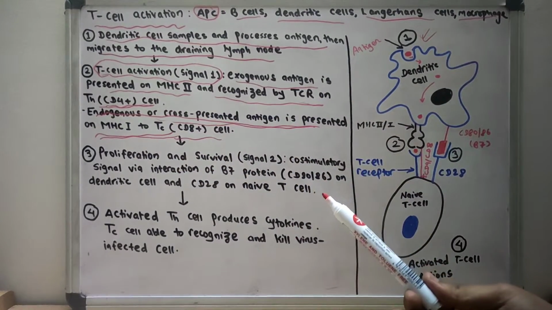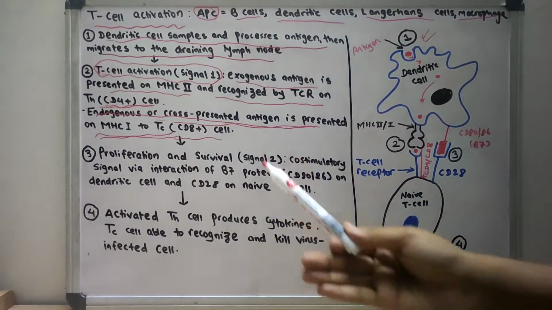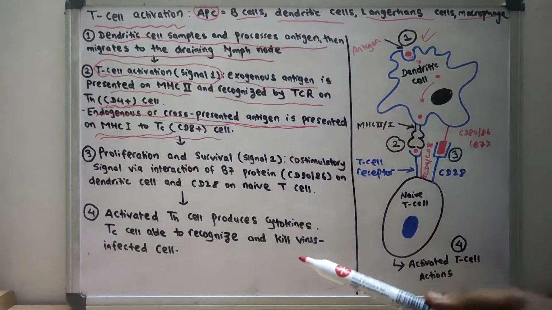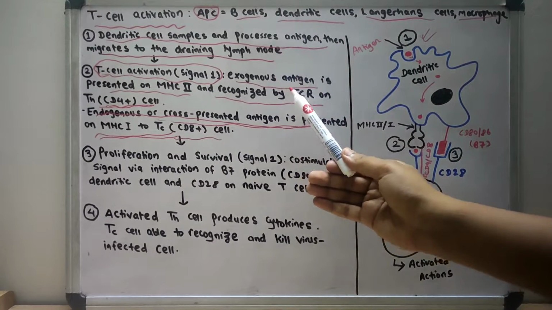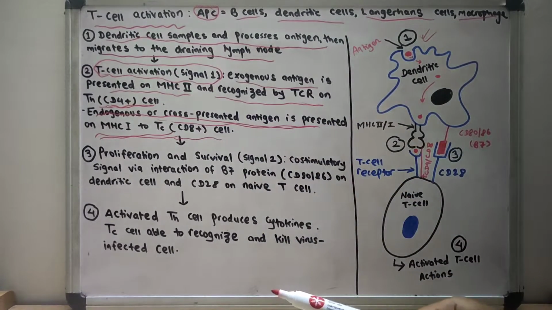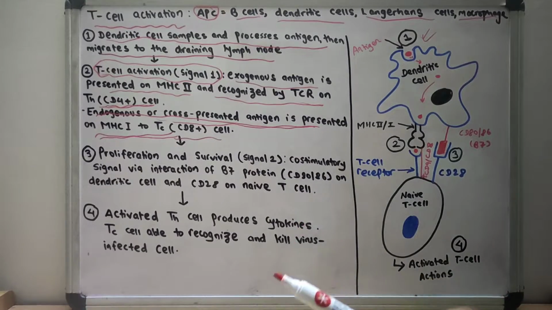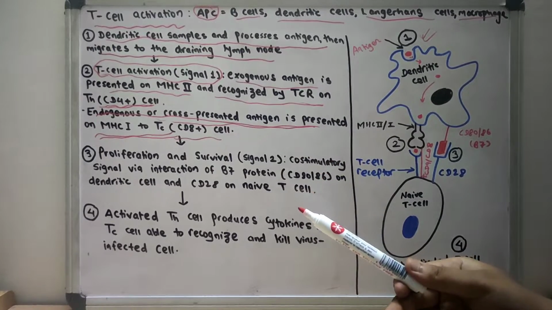I have previously described that the exogenous antigen is presented on the MHC2 molecule, and the endogenous or cross presented antigen is presented on the MHC1 molecule. The MHC2 molecule is recognized by the T cell receptor on the CD4 cell, whereas the endogenous antigen presented on the MHC1 molecule is presented towards the CD8 plus cell, the cytotoxic T cell.